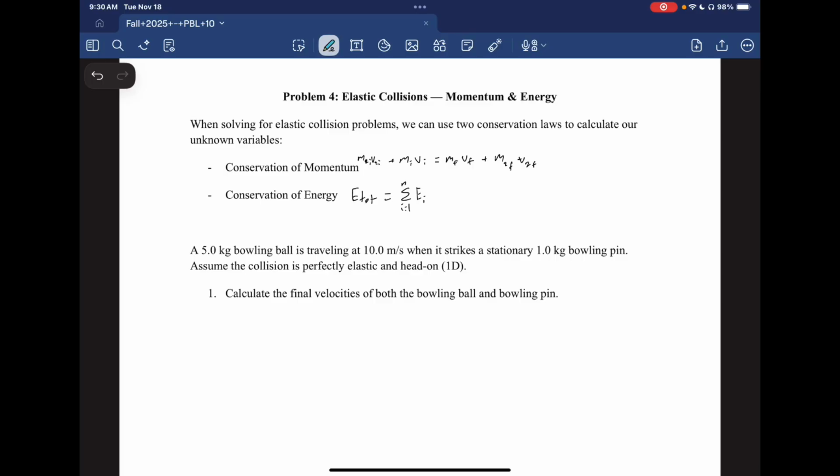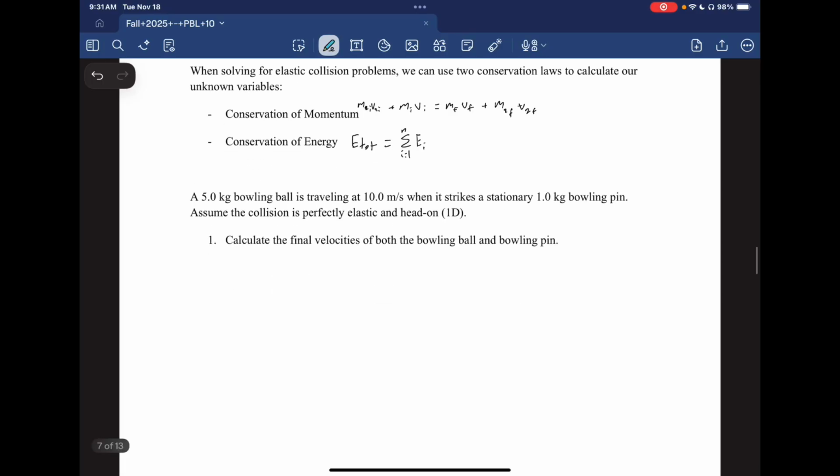I'm not writing this out very well. There it is. So that's what we're working with. So we have a 5 kilogram bowling ball traveling at 10 meters per second when it strikes a stationary 1 kilogram bowling pin. Assume the collision is perfectly elastic and head on.